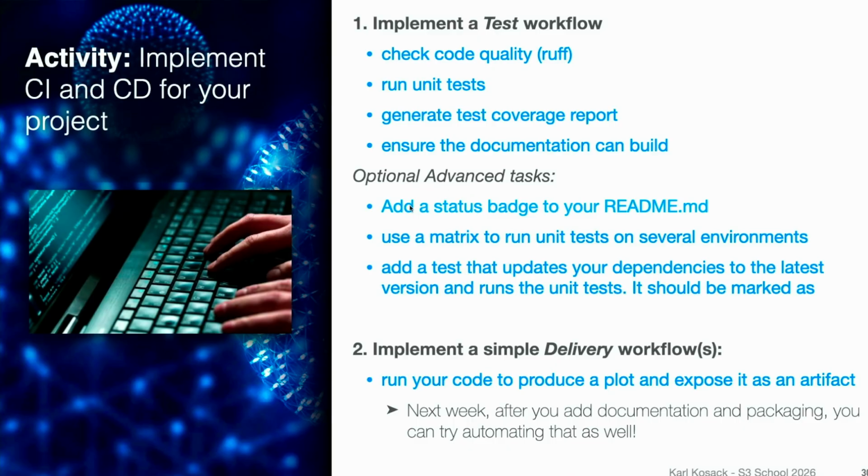And then if you have some time, maybe add a status badge to your README to show the status of your main branch or something like that. By the way, a status badge is per branch, but generally the only one you want is main to show that main is working. You wouldn't, unless you have lots of long-lived branches.